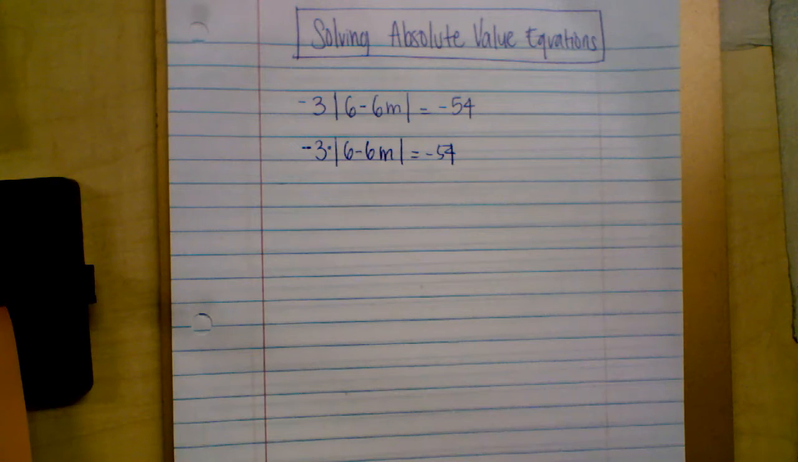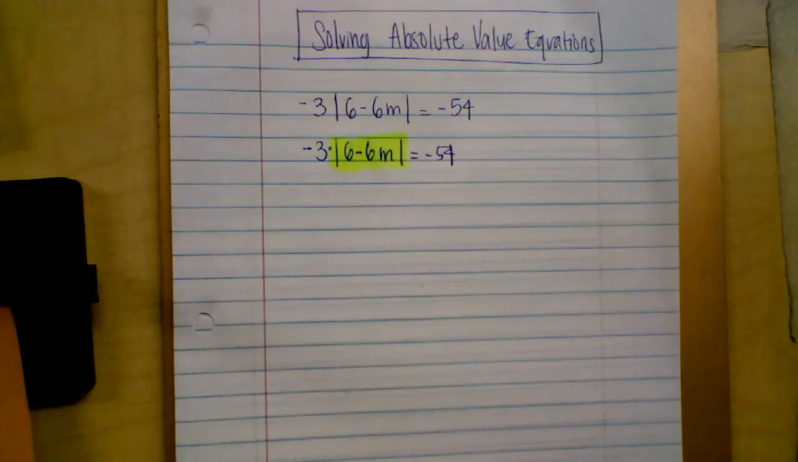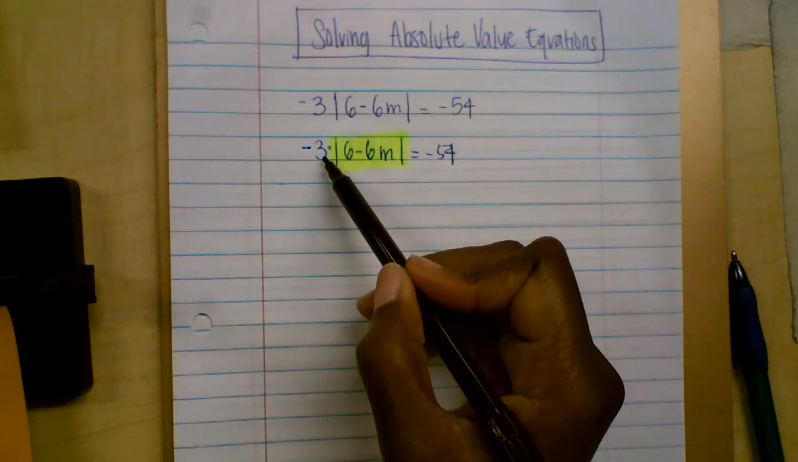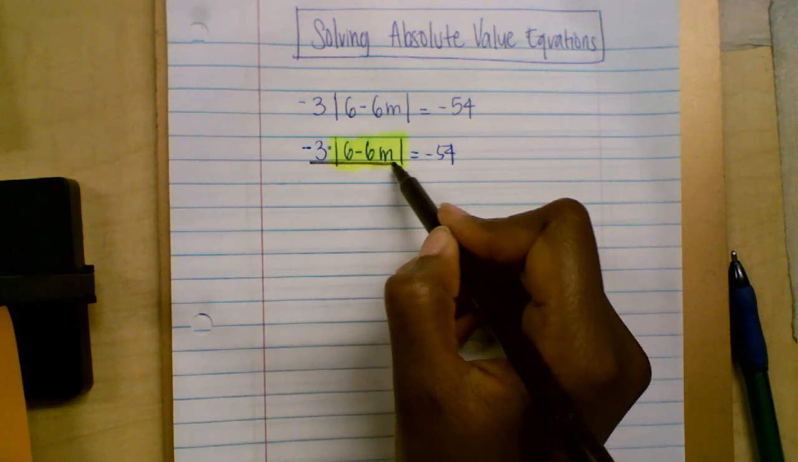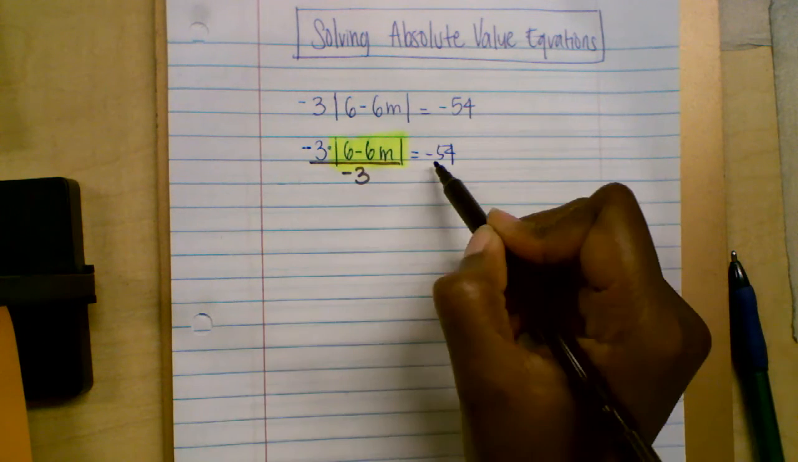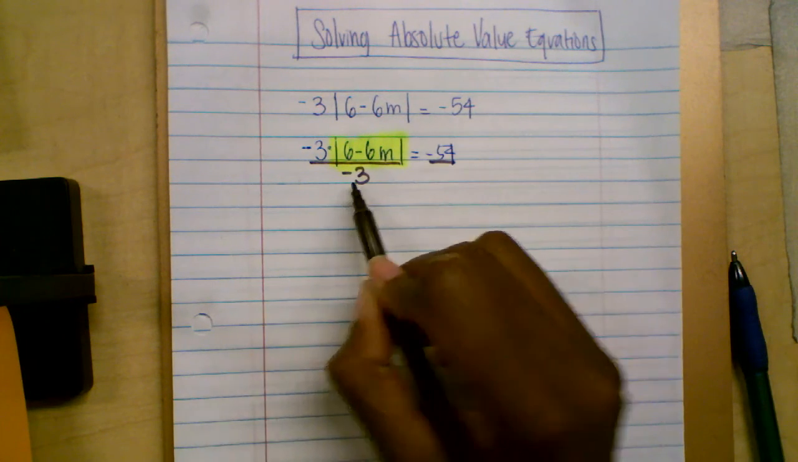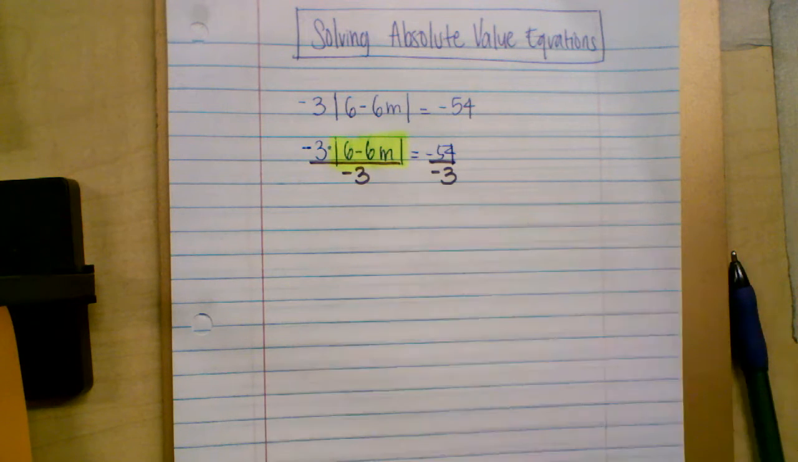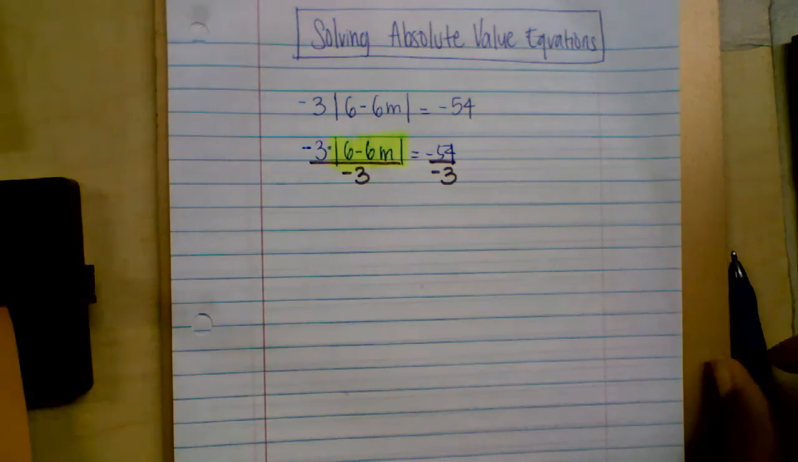And remember, the first step to solve an absolute value equation is to isolate the absolute value. So let me highlight the absolute value that you need to isolate. To isolate this absolute value, we have to undo the multiplication of -3 by dividing by -3. And whatever you do on the left, you have to do on the right because of the equal sign. You want to balance the equation.